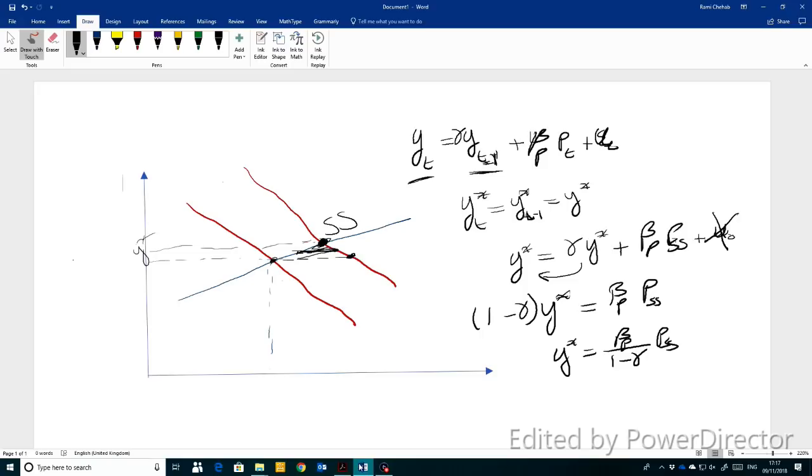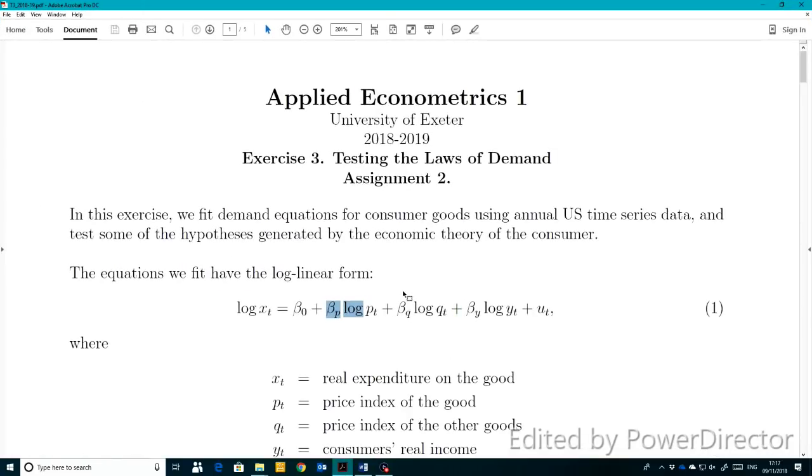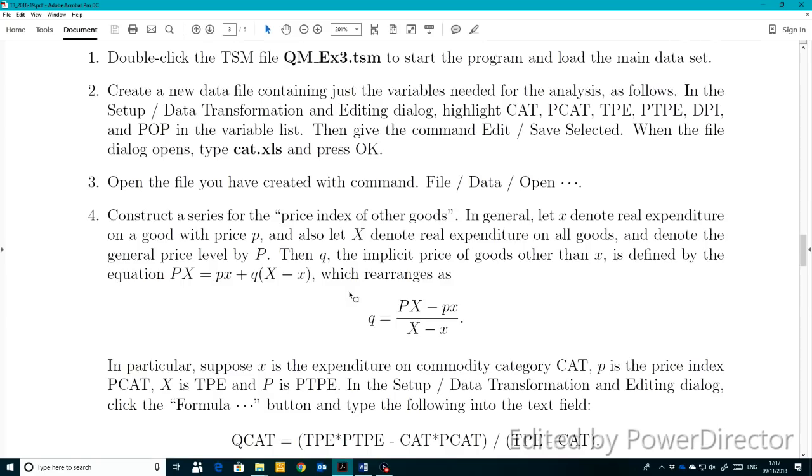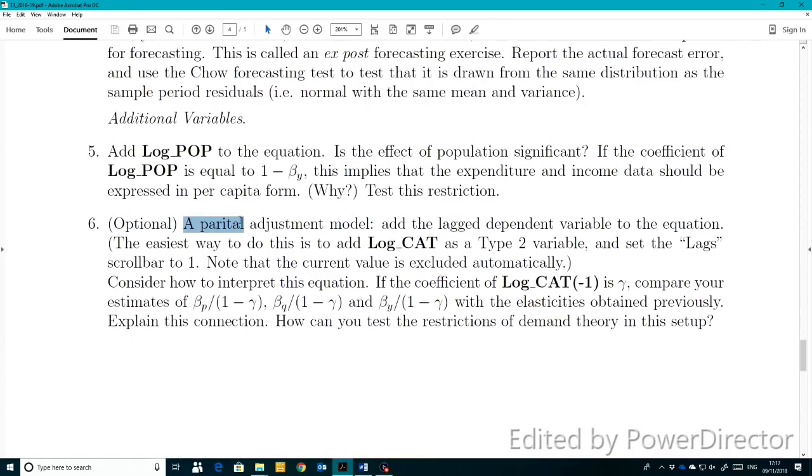So now let's go back to read the question again. So the question is saying the following. If we go to question 6, a partial adjustment model. Add a lag dependent variable to the equation. The easiest way to do this is by adding log cat, which we thought about as Y_(t-1), as a type 2 variable, and set the lags to be scrolling back to 1. Note that the current value is indexed automatically. Consider how to interpret the equation if the coefficient on log cat minus 1, which is in our case log food, is going to be minus 1. Compare your estimate to those estimates with the elasticities obtained previously.